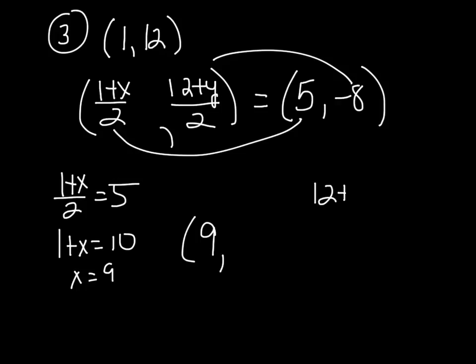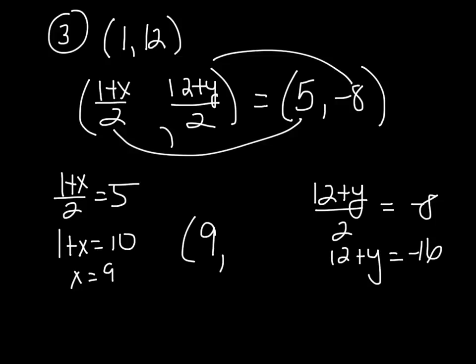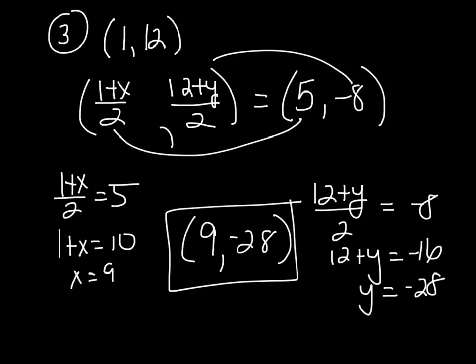The y-coordinate: (12 plus y) divided by 2 equals negative 8. 12 plus y equals negative 16. Subtract 12, negative 28. So, I'm sorry, not our midpoint, our endpoint S would be (9, -28).